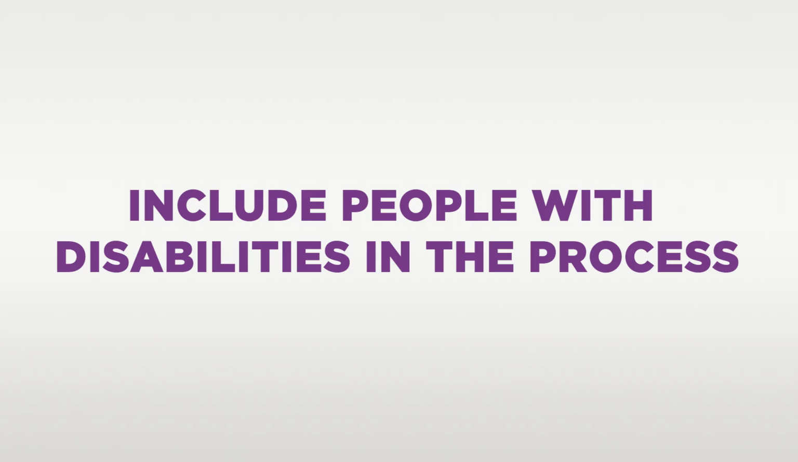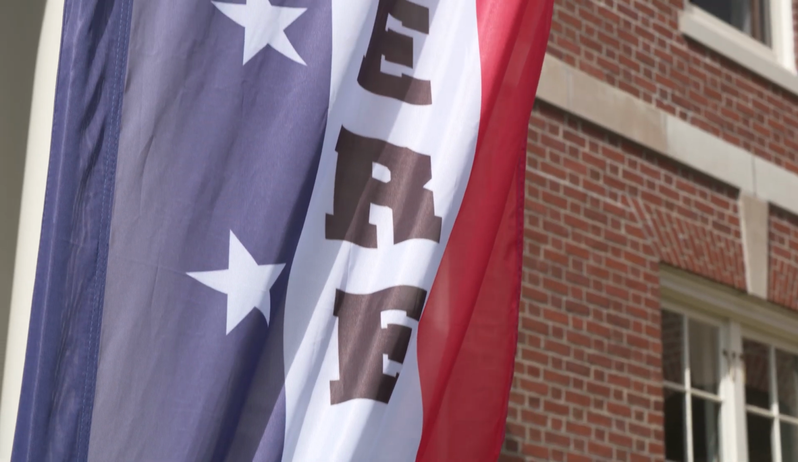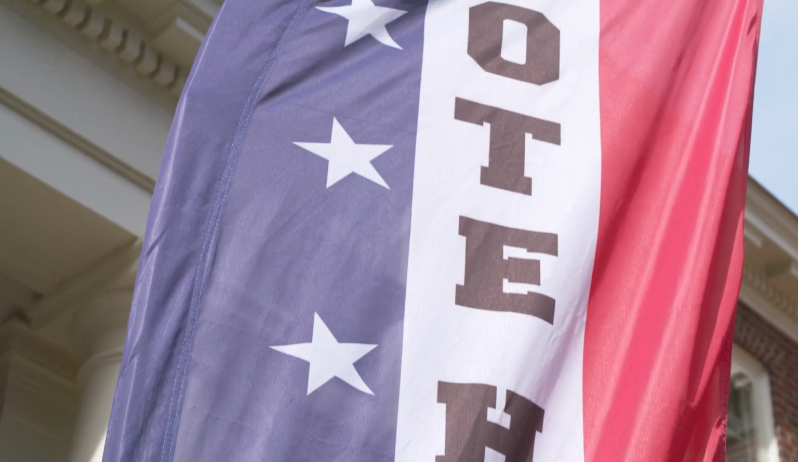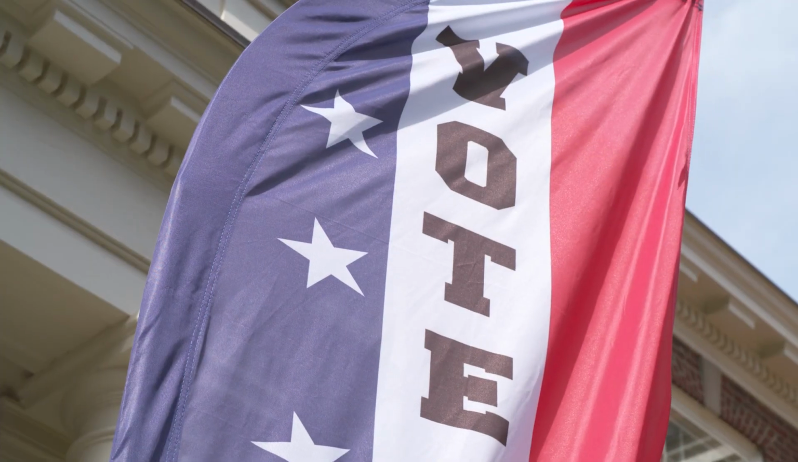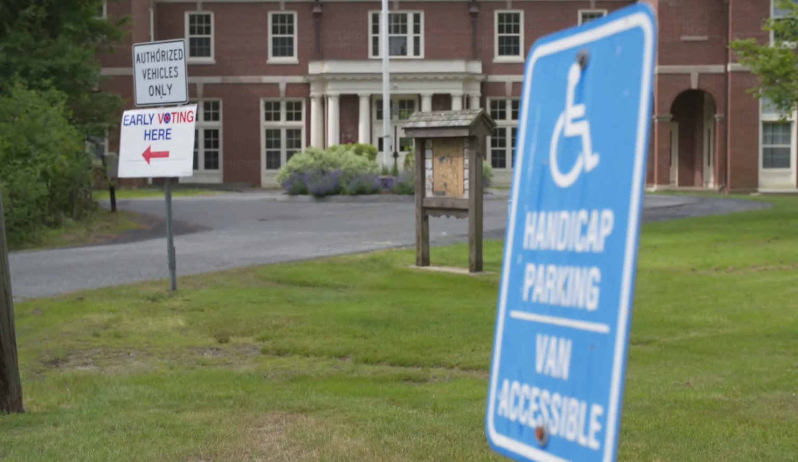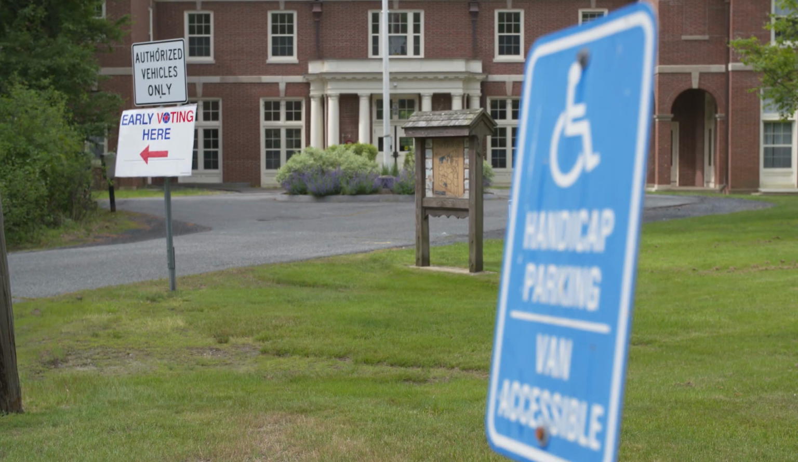Include people with disabilities in the process. To help close the registration gap, election officials and community accessibility organizations can work together to resolve issues that prevent voter participation, keeping in mind that fully accessible elections begin with accessible voter registration.